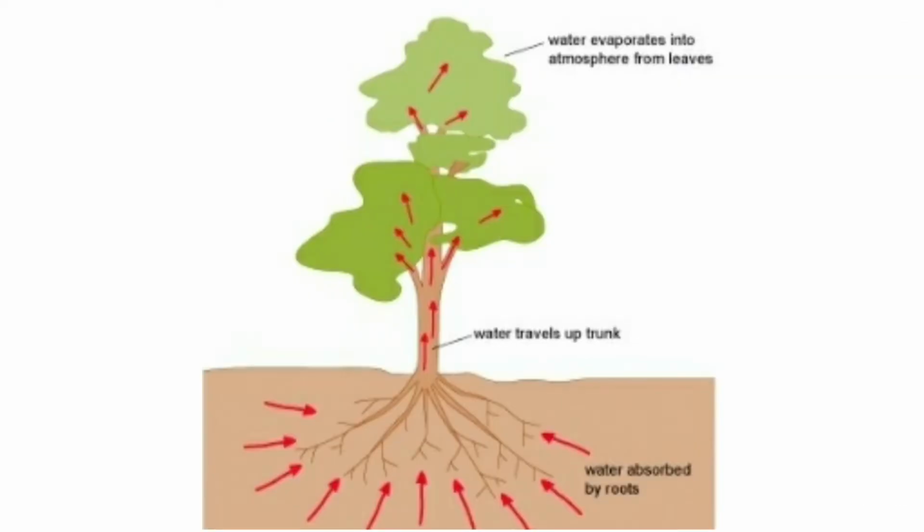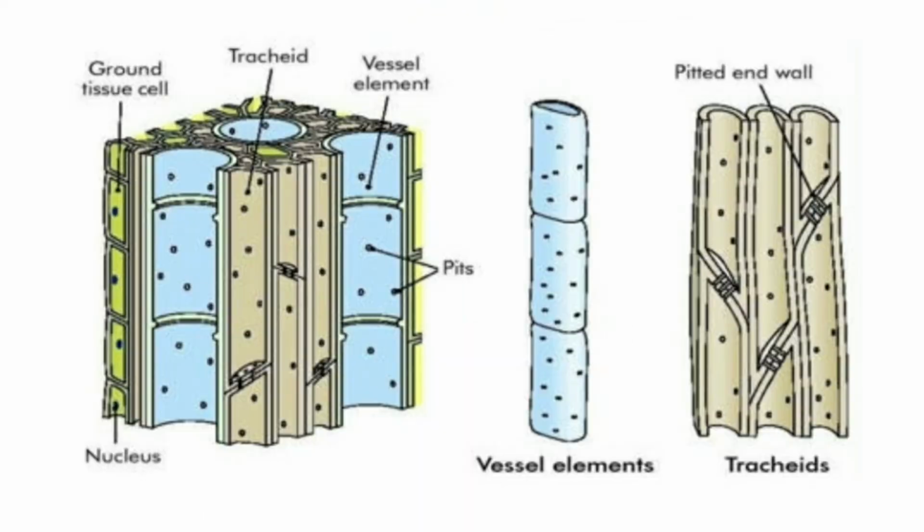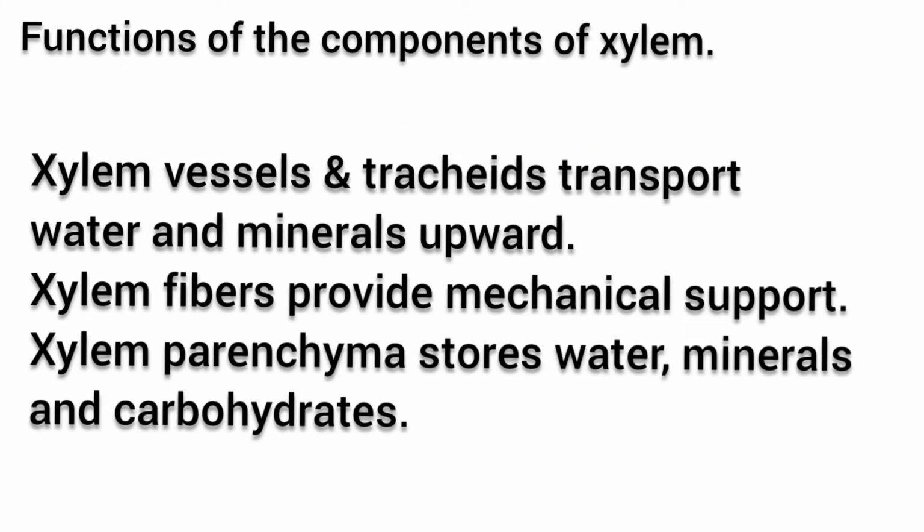So on the whole, xylem conducts water and minerals upwards from the roots. The cells that make up the xylem tissue are specialized to conduct water and minerals. Specifically, the xylem vessels and tracheids transport water and minerals upwards from the roots to different parts of the plant. Xylem fibers are thick-walled cells that provide mechanical strength and support. Xylem parenchyma cells store water and minerals and carbohydrates.